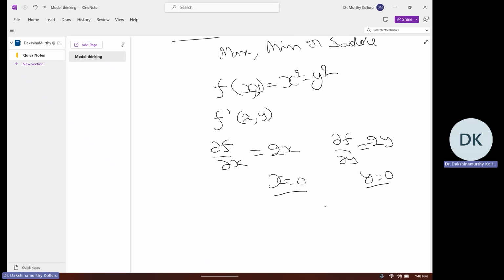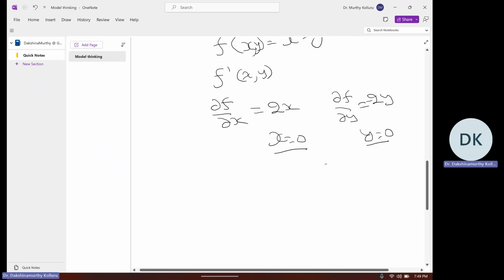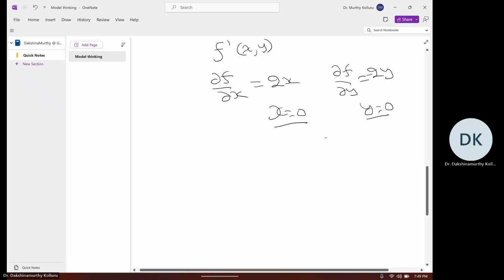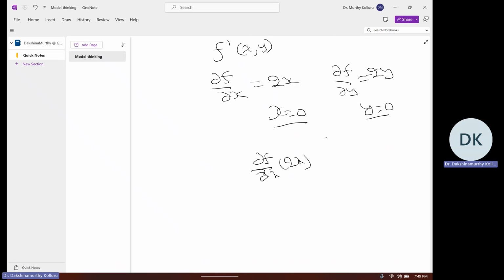Now the second complexity comes. How do I know whether they are maxima or minima? I have to do double differentiation. But do I double differentiate this or this with respect to x or y? To solve that, you computed two things already. Dou f by dou x, this is 2x. Dou f by dou y, this is minus 2y.